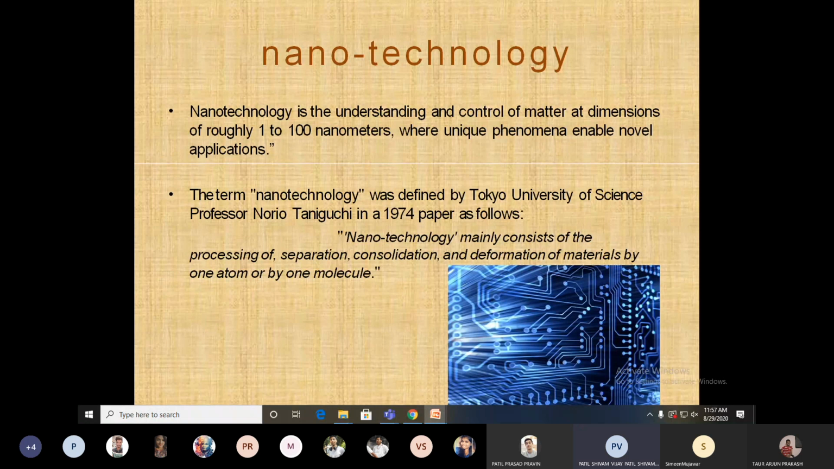Nanotechnology is the understanding and control of matter at dimensions of roughly 1 to 100 nanometers, where unique phenomena enable novel applications. The term nanotechnology was defined by Tokyo University of Science professor Norio Taniguchi in a 1974 paper as follows: nanotechnology mainly consists of the processing of separation, consolidation, and deformation of materials by one atom or by one molecule.